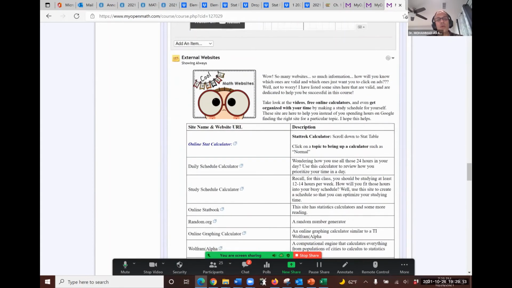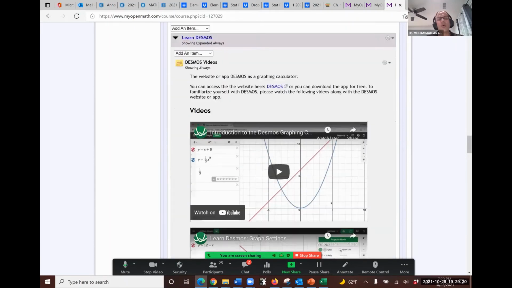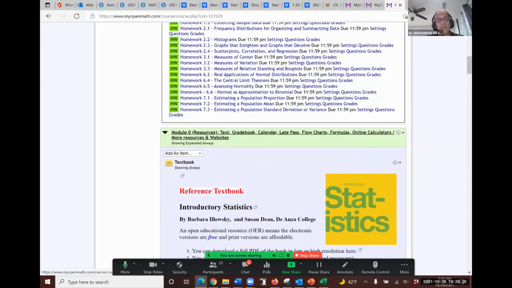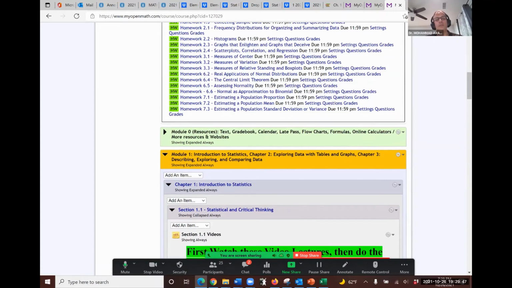There are external websites, online stat calculator, daily schedule calculator, study schedule. My God, there are so many resources. It's unbelievable. I was very happy to find them and put them all in one shot under module 0. Now, look at it. You may not need any of it, but please spend a few minutes to see what you have there. And I have the topics here that say what you can find underneath: text, gradebook, calendar, late pass, flowchart, formulas, online calculators, more resources and websites, just about everything.